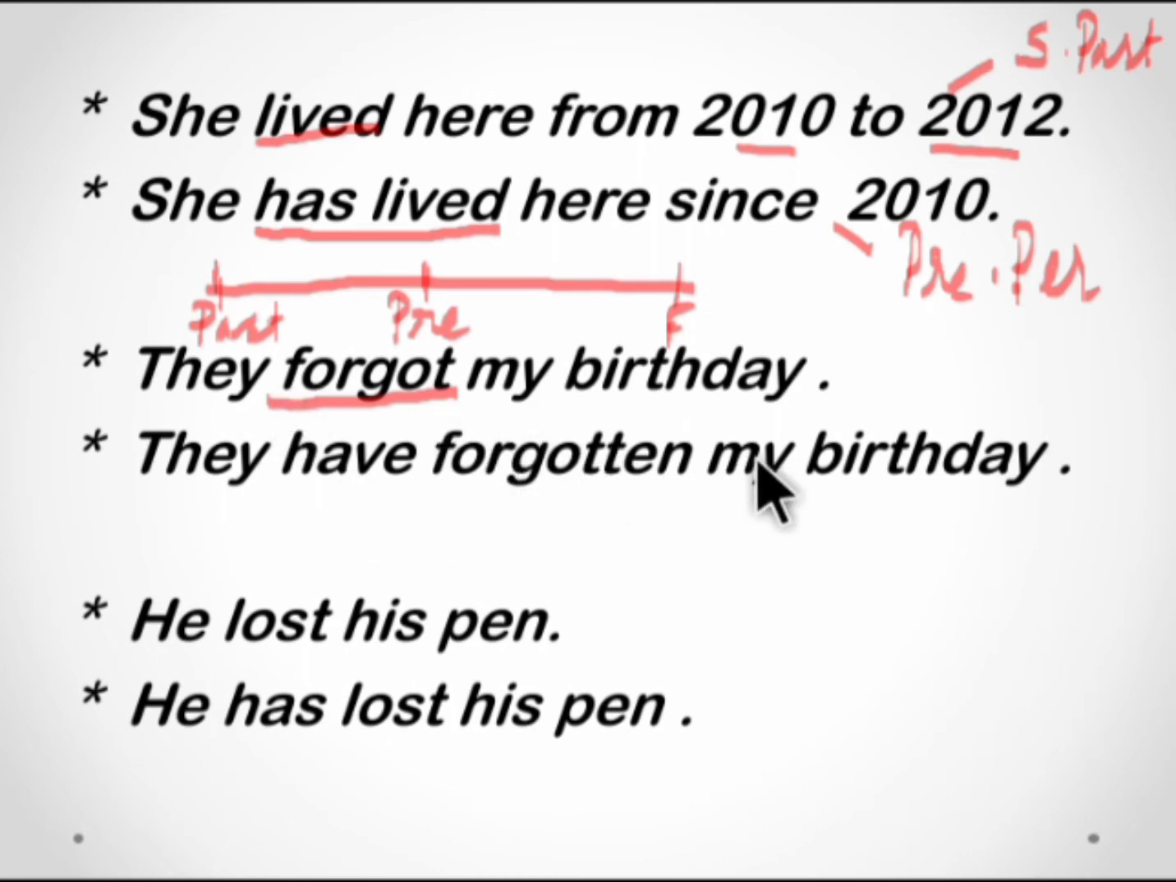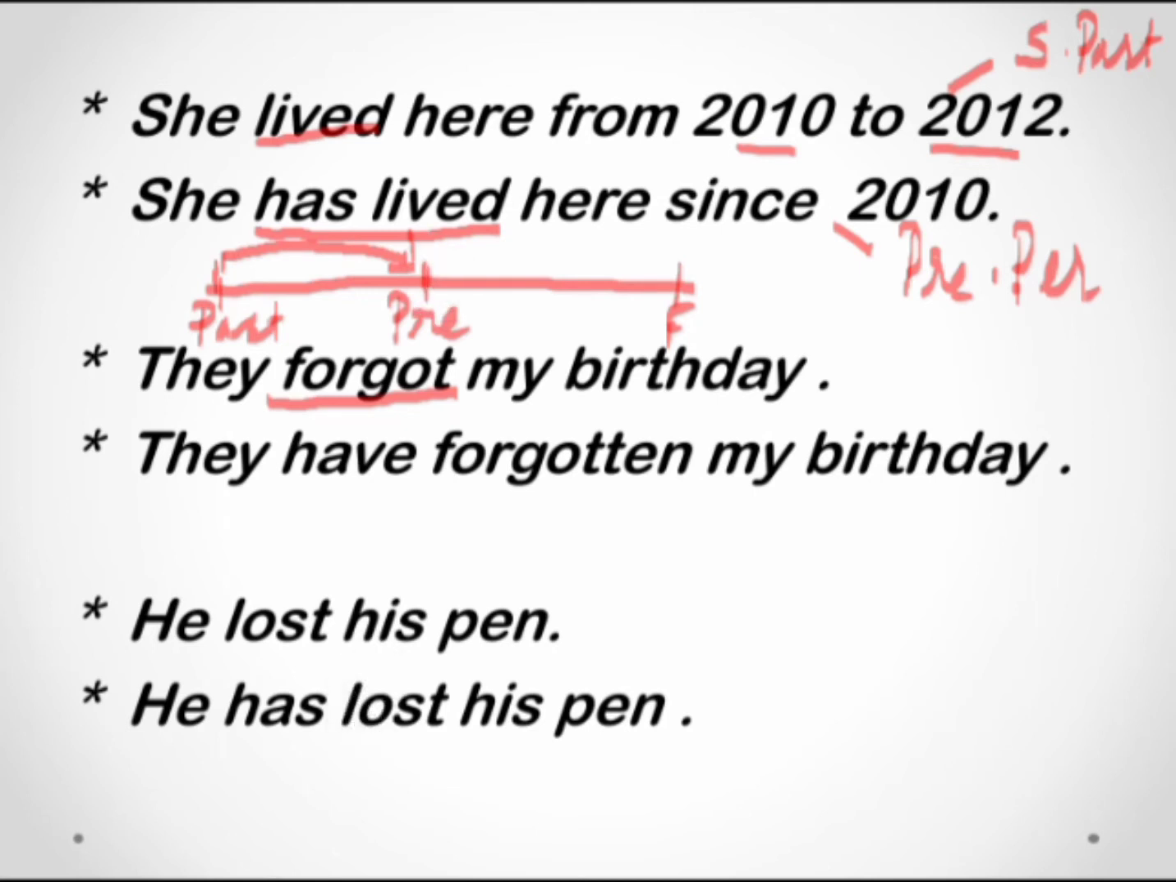Look at the next sentence. They have forgotten my birthday. So that means in the past they forgot. That is many years before they forgot. Until this year they have forgotten. They have never remembered. From the past till so many years they have forgotten my birthday. Right. So that forgetting action, it started in the past. Until this year it is forgotten.